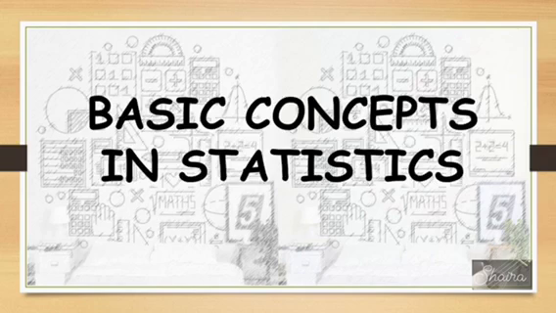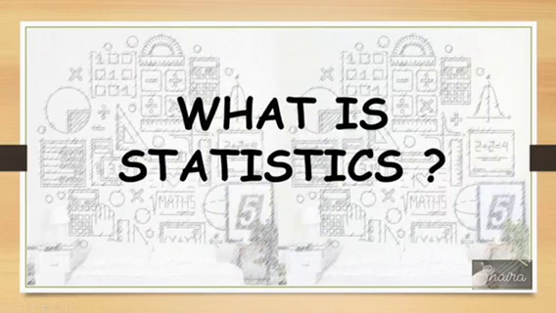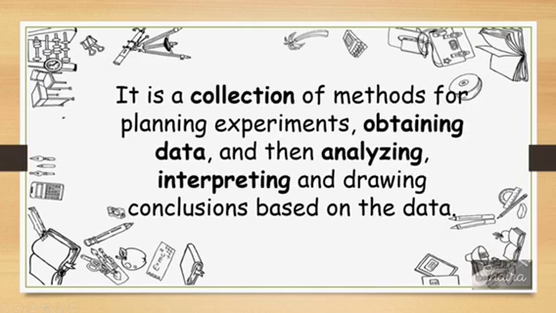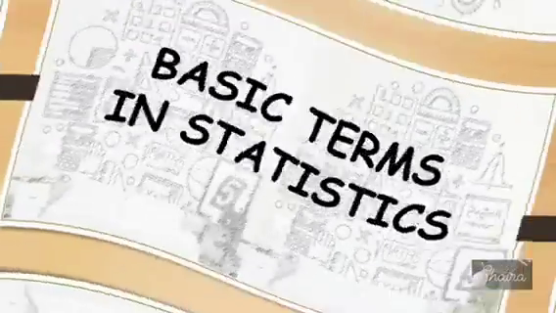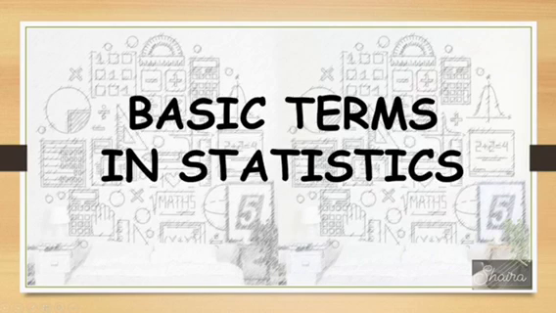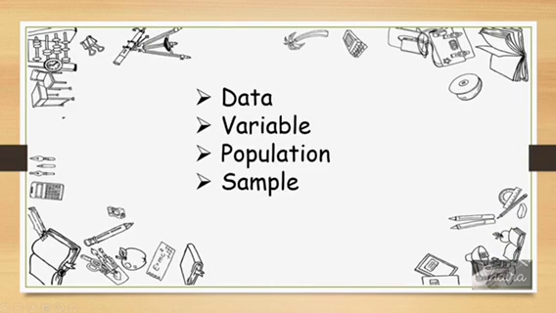First, what is statistics? It is a collection of methods for planning experiments, obtaining data, and then analyzing, interpreting, and drawing conclusions based on the data. In statistics, there are basic terms. What are they? They are the following. First, we have data, variable, population, and sample.